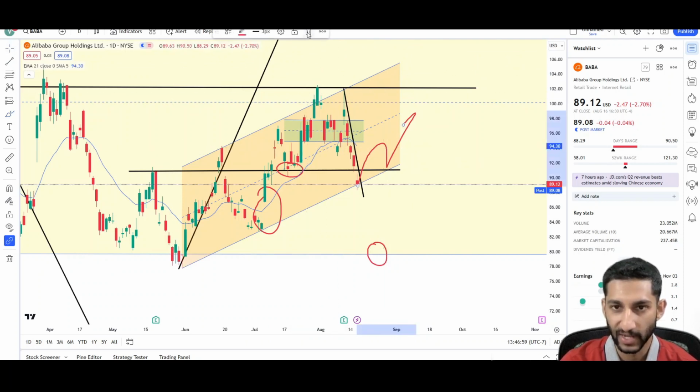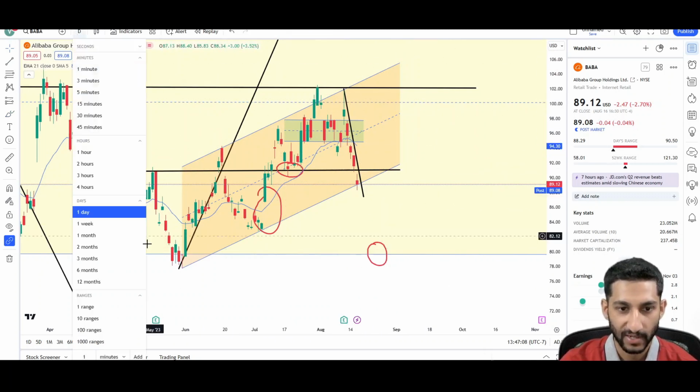But right now, Baba is not looking good. It could change, but it's not looking good right now. So I'll leave those two targets on the chart, and we'll see what Baba does by Friday.